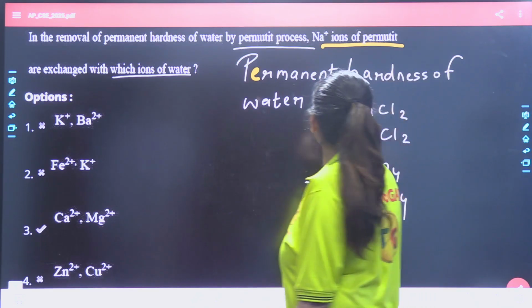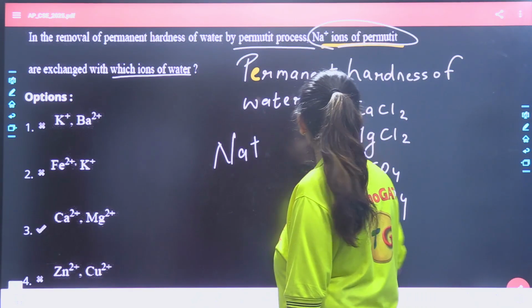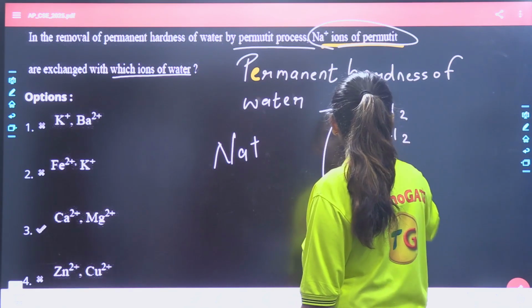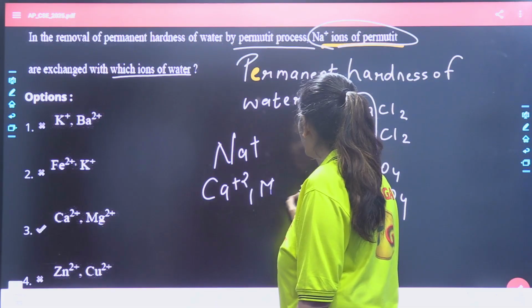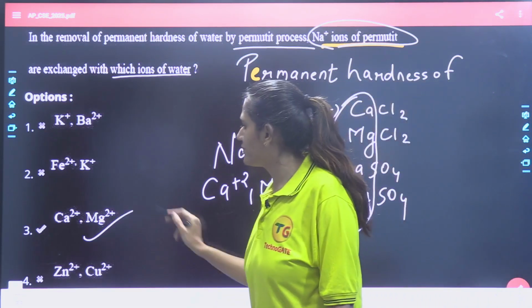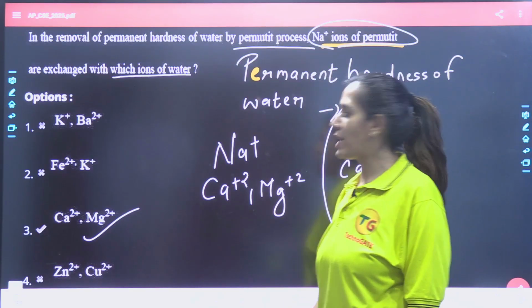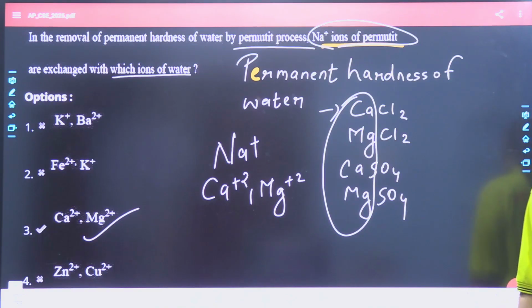Here the sodium ions, the cations, replace these cations like Ca plus 2, calcium, and magnesium ions. In the permutit method, they replace what? This calcium and magnesium ions. These are responsible for the permanent hardness of the water. Clear?